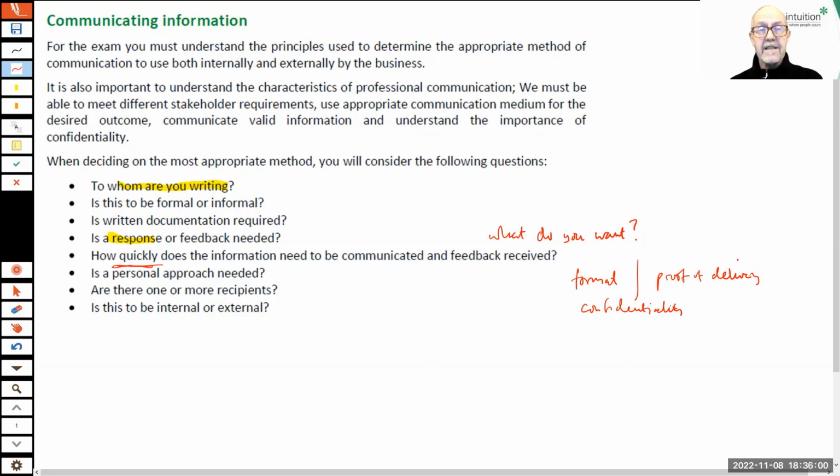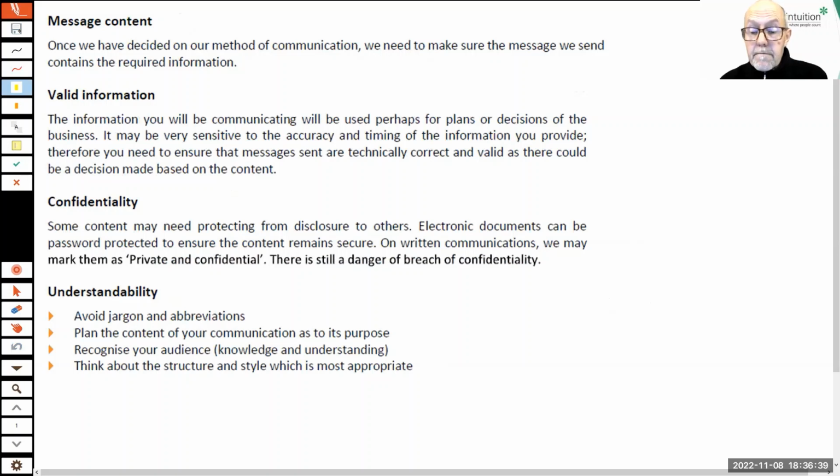Is a personal approach needed? Is it a dear sirs, anybody will do? Or is there an individual person? One or more recipients? Sometimes it's good manners to keep your line manager on copy. If you're negotiating something, and especially if somebody might get into, well, you didn't say this and that, you may well keep other people on copy. And then internal or external plainly makes a huge difference in the tone of what you're going to say.